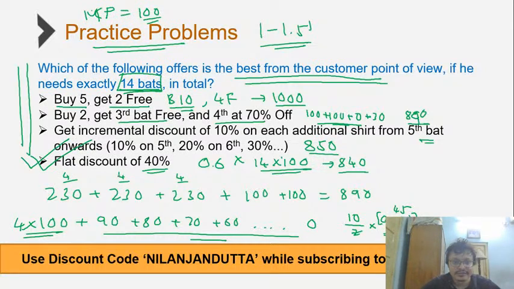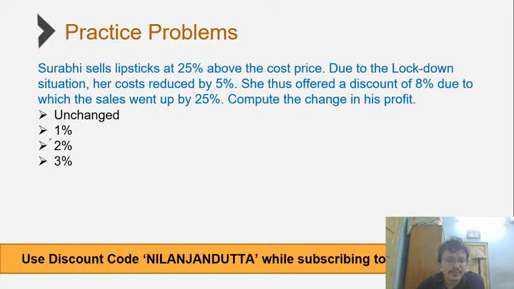Is that clear? Why the answer is 840 for the first question and why the answer is option D. So all you do is evaluate the prices in each case. Let's move on to the second question.